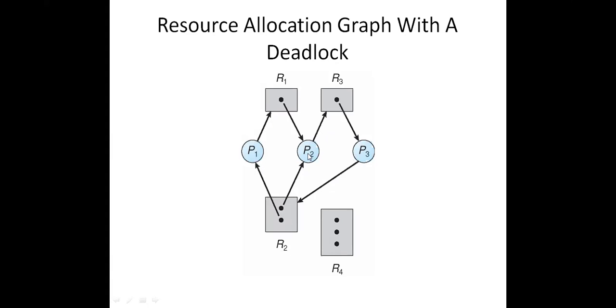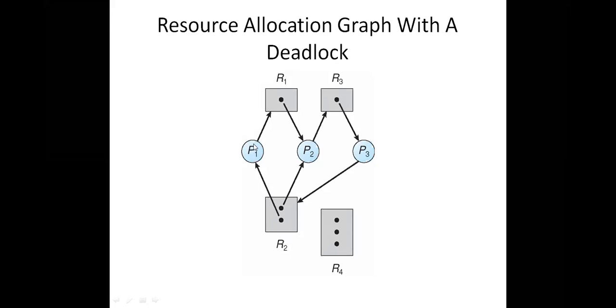Okay. So what happened here? P1 is waiting for the resource R1 and R1 is allocated to P2. That means indirectly P1 is waiting for P2. And then P2 is requesting R3 and it is allocated to P3. That means indirectly P2 is waiting for P3. That means P1 is waiting for P2 and P2 is waiting for P3. After that, P3 is waiting for the resource that was allocated to P1. That means indirectly P3 is waiting for P1.